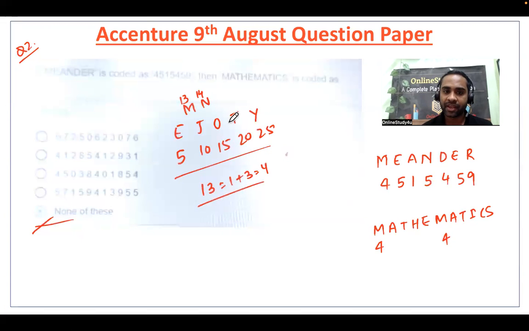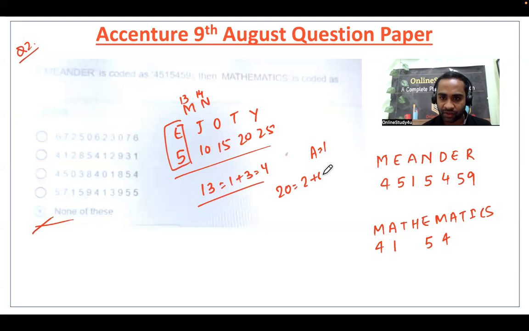Now E. E is a single letter, you cannot add anything here, so wherever E is there, we will put 5. Then A. A's code is 1. Again, in A we cannot add anything, so A is 1. Then T. T is 20, so 2 plus 0 will be nothing but 2. So here we will write 2.